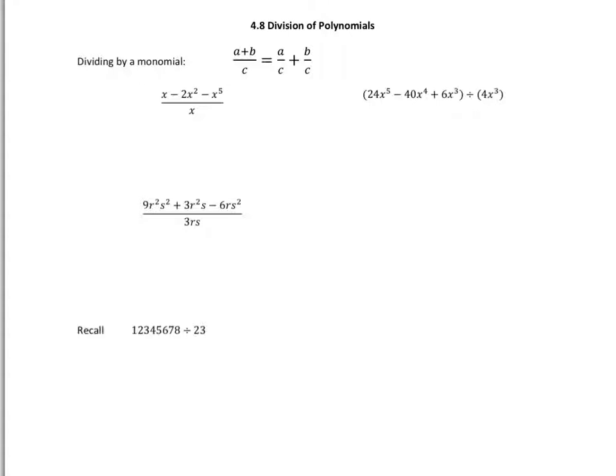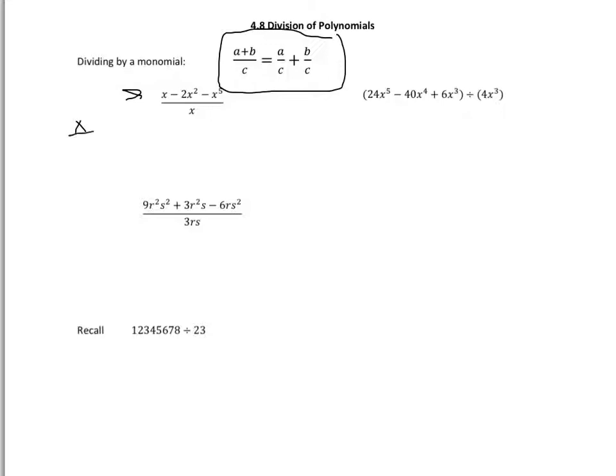So how we divide polynomials is based on what the polynomial in the denominator is. That is the divisor. If we're dividing by a monomial, we just use this principle, which is the same as when we're adding fractions, essentially. So if we look at this in the first context, notice, here we're dividing by a monomial. We have x minus 2x squared minus x to the fifth all divided by x. So we can split the numerator up over that denominator.